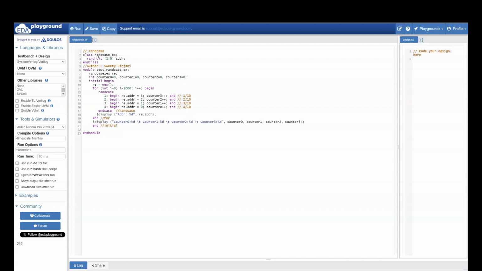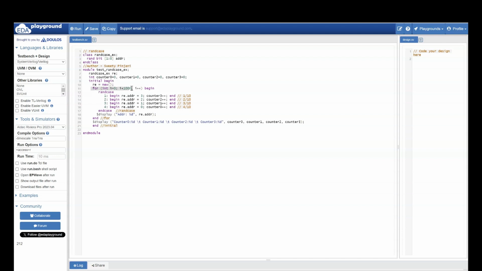I have a class which is rand case example in which I have 2-bit address. I am creating a object of class rand case x, and I have four different counters because address is 2-bit. 2-bit means it can take four different values: 0, 1, 2, 3. For each value, I am having a counter. I am going to count how many times that value was generated. I am calling a constructor of the class.